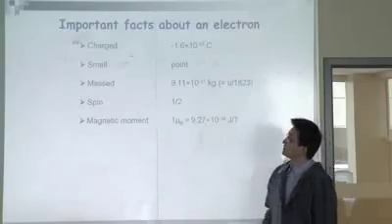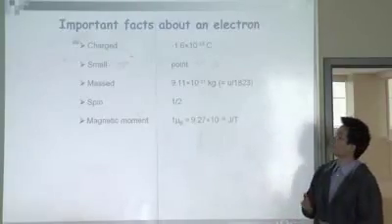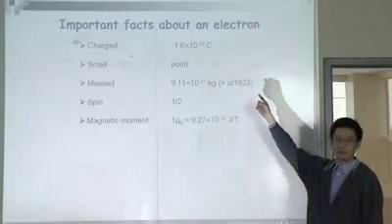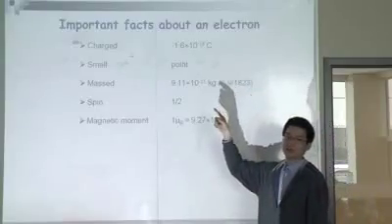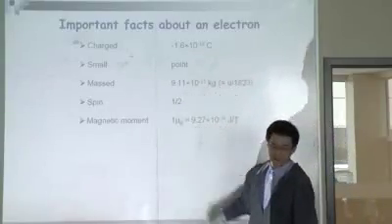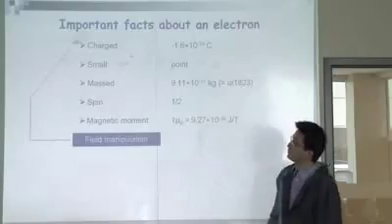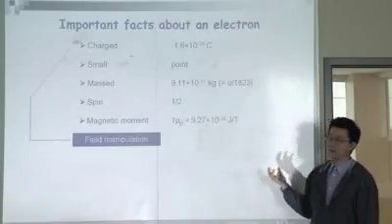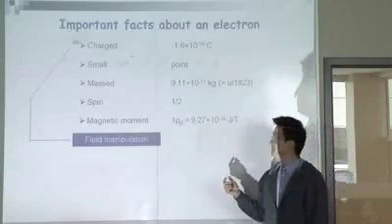Okay. Now let's summarize the important facts of the electron. The first, most important part, it is charged. It carries a finite charge. That allows us to move the electrons around by electric field or magnetic field.